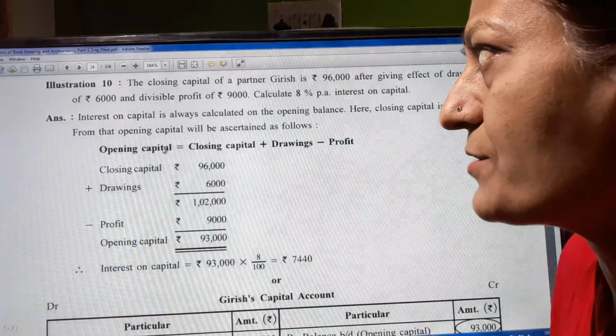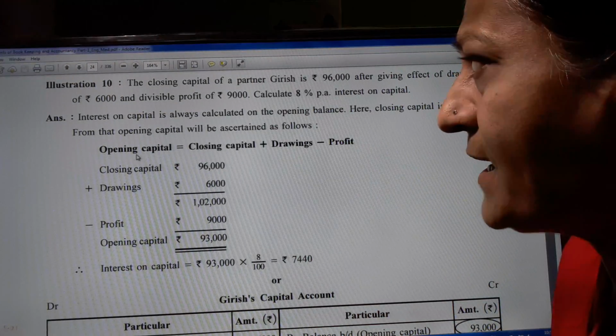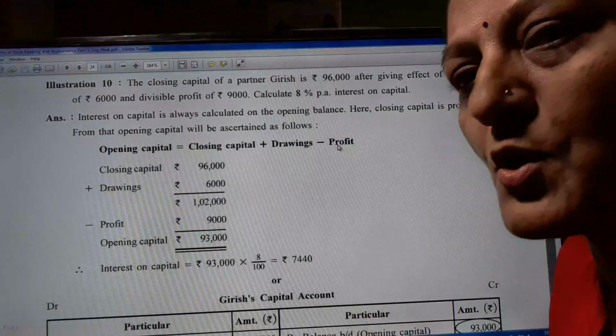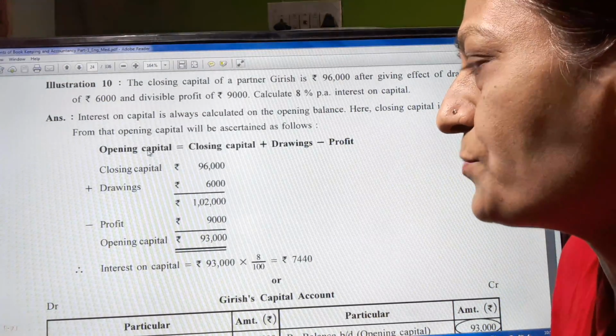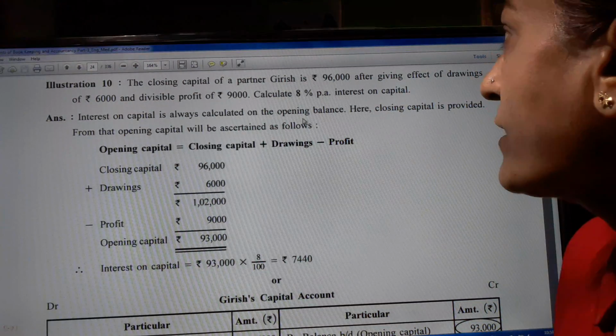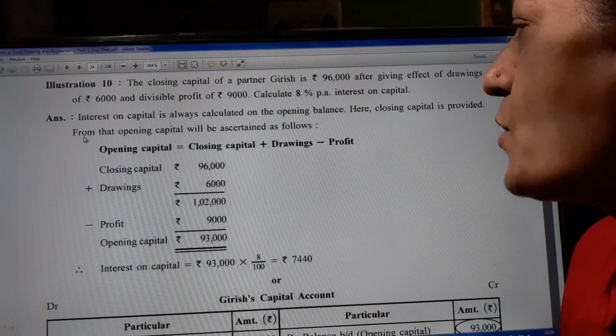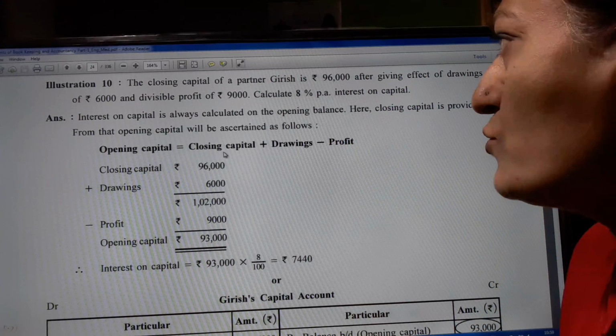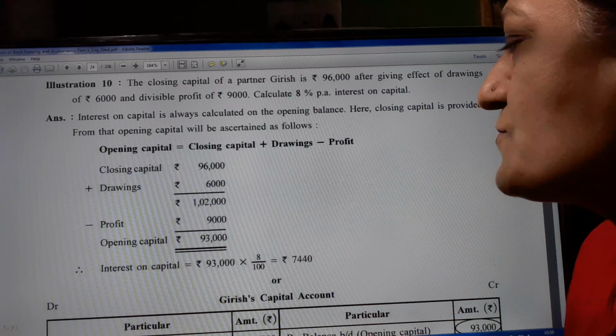Please note down in your notebook. Opening capital is equal to closing capital plus drawing minus profit. This is the formula for opening capital. So here closing capital is provided, from that opening capital will be ascertained as follows. Opening capital is equal to closing capital plus drawing minus profit.